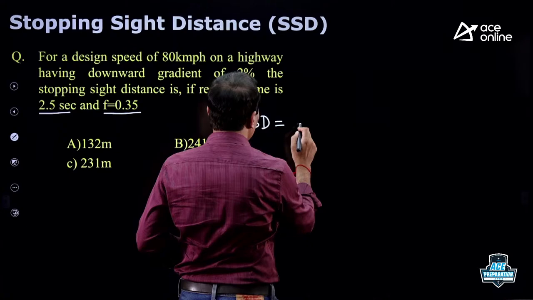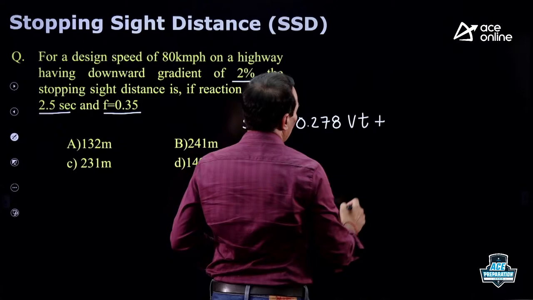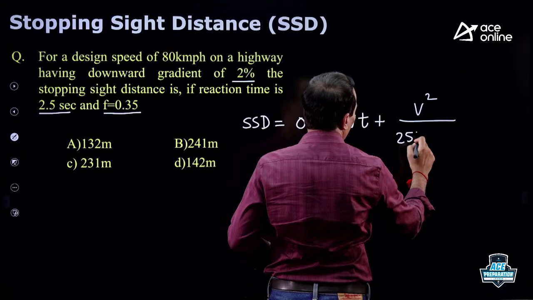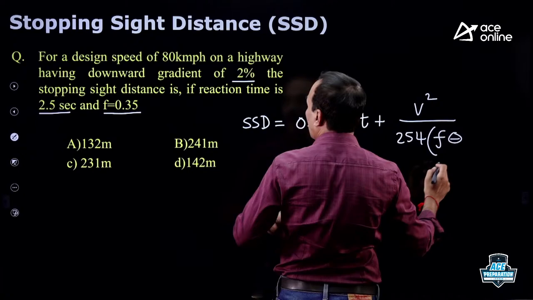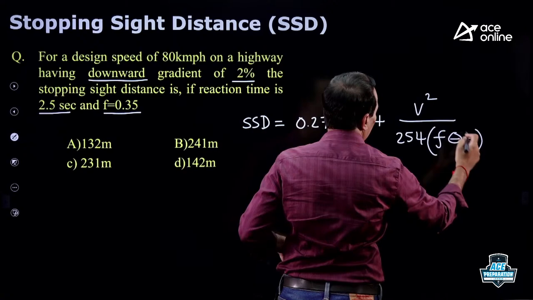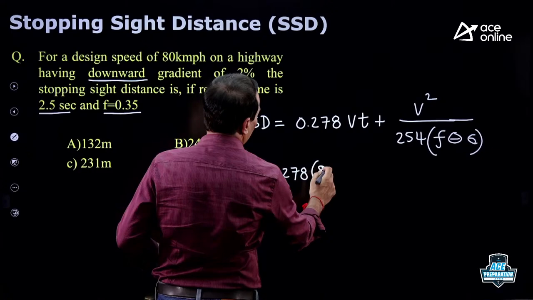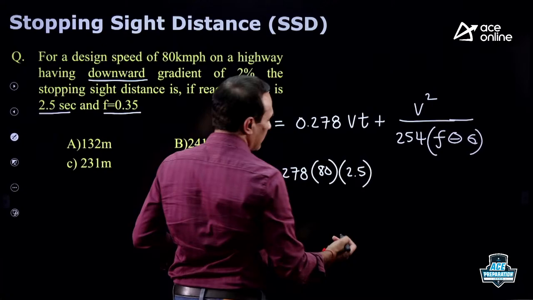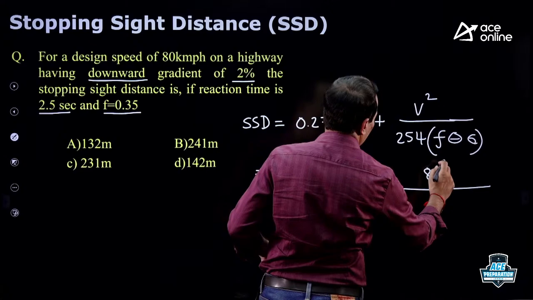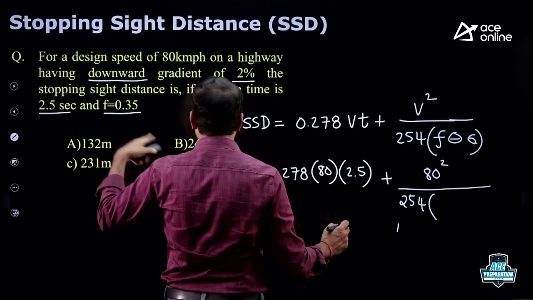formula with kmph. I'll take 0.278, because speed is given in kmph. V into t plus V square by 254 into f, eta is taken equal to 1. The downward gradient is given, so I'll use minus g. Substitute the values and simplify, you get the answer. 0.278, V is 80, reaction time is directly given as 2.5, as per IRC only, V square, 80 square, 254, f, 0.35.